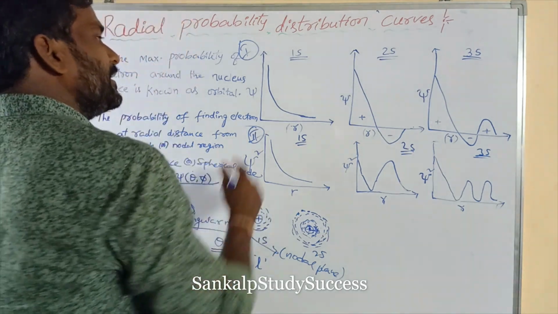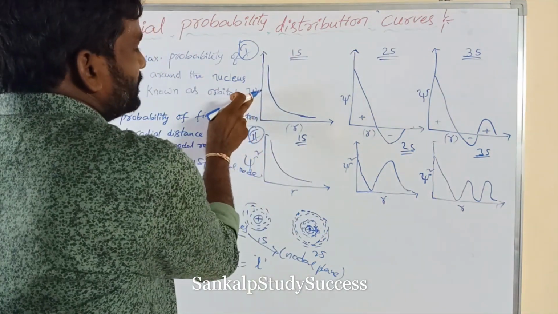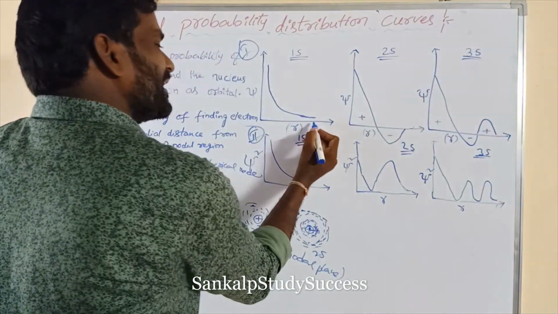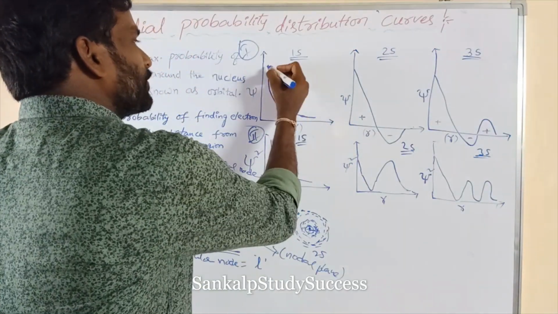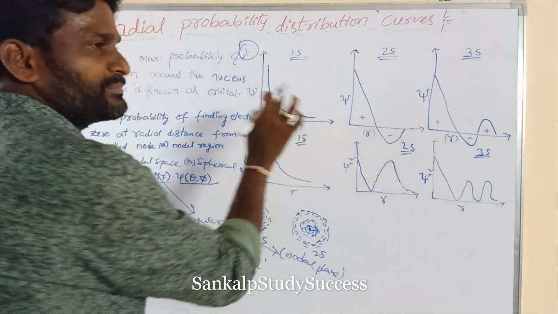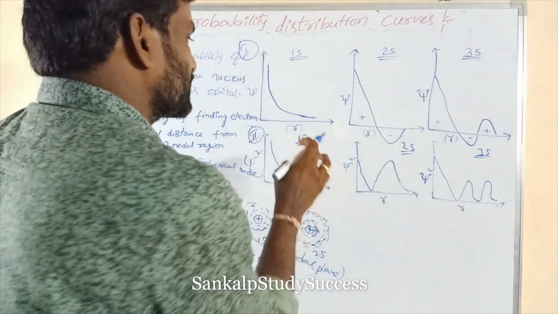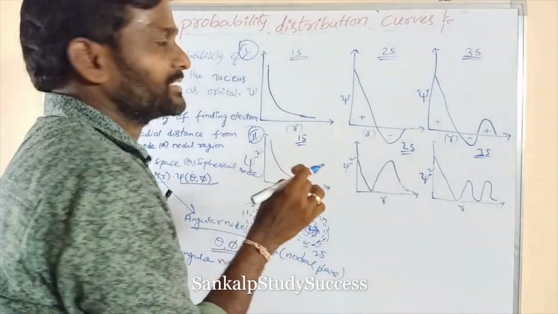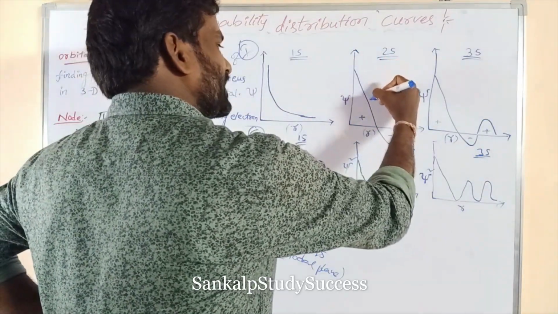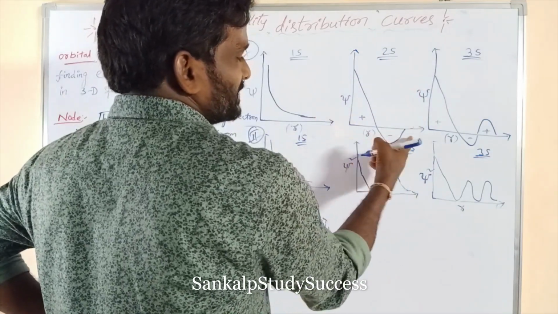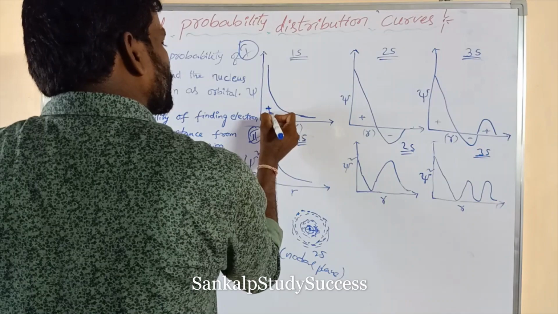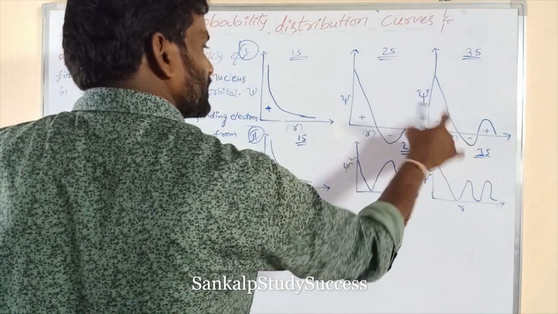So in this, psi decreases with increasing distance from the nucleus. In all these graphs, psi decreases with increasing radial distance. In these graphs, this part is positive, this part is negative, this part is positive.